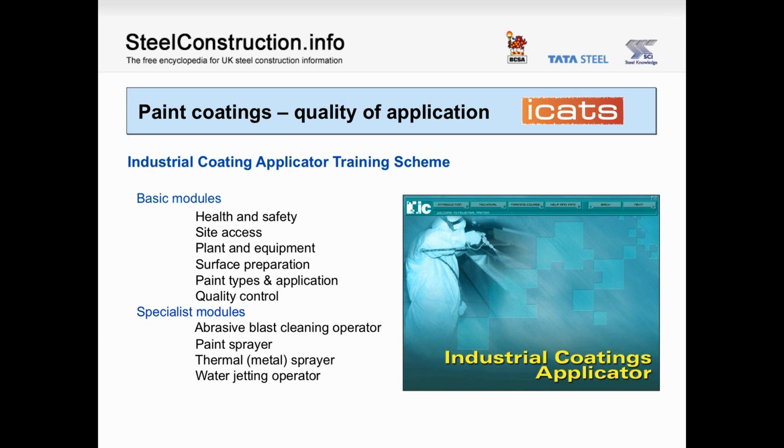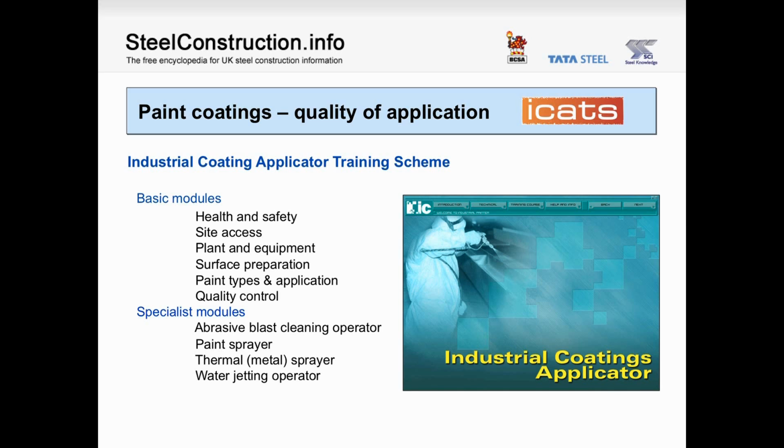Modern high-performance coatings are not tolerant of poorly prepared surfaces and have limited application conditions. Correct application has become increasingly important to achieve the maximum potential of the coating. The training of operatives has been identified as an essential stage in the process. In response to industry demands, ICATS, the Industrial Coating Applicator Training Scheme, was introduced. The scheme has been operated for several years, and ICATS registration has subsequently become a mandatory requirement for contractors working on Highways Agency and Network Rail bridges.